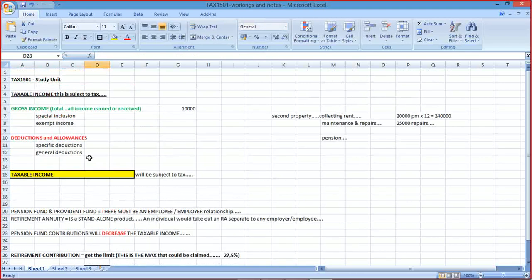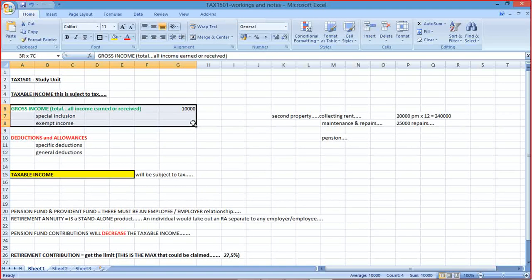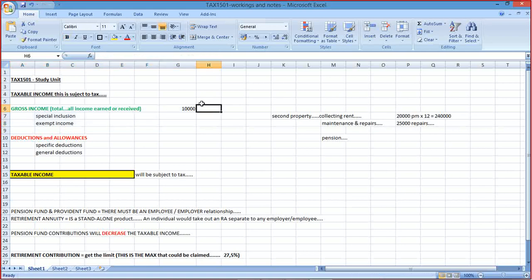In this example, we said we had 10,000 as the gross income. If I take 27.5% of the 10,000, that's going to give me 2,750. Do you agree? Yeah. What does that 2,750 represent? It represents the limit, meaning the maximum that I'm allowed to deduct.